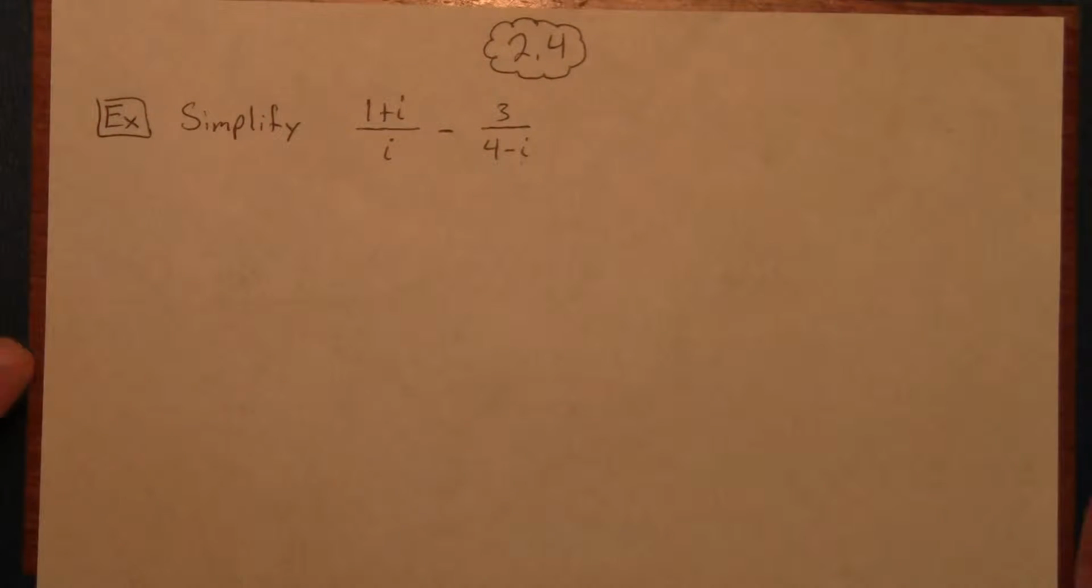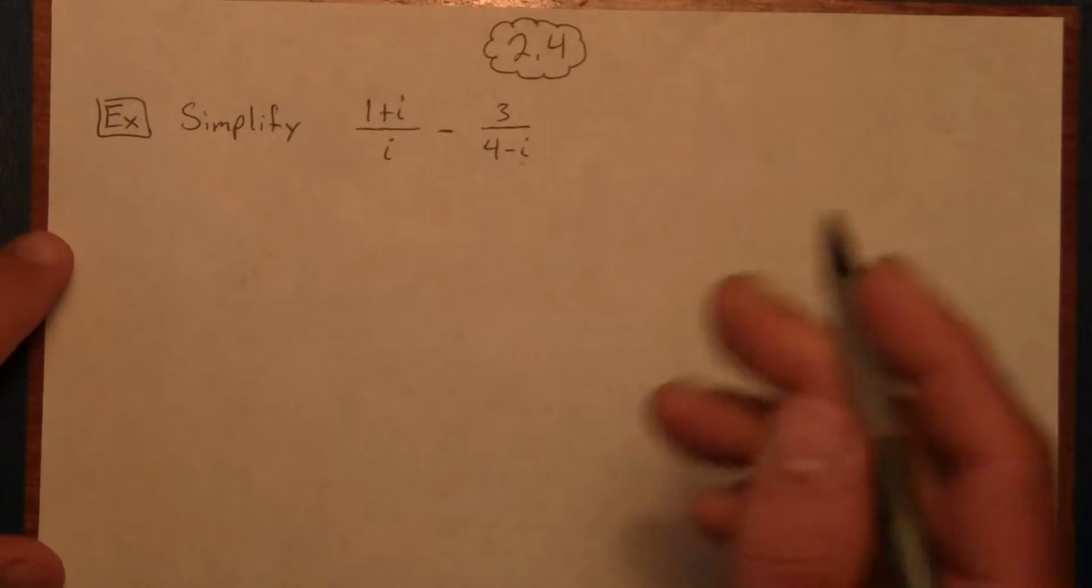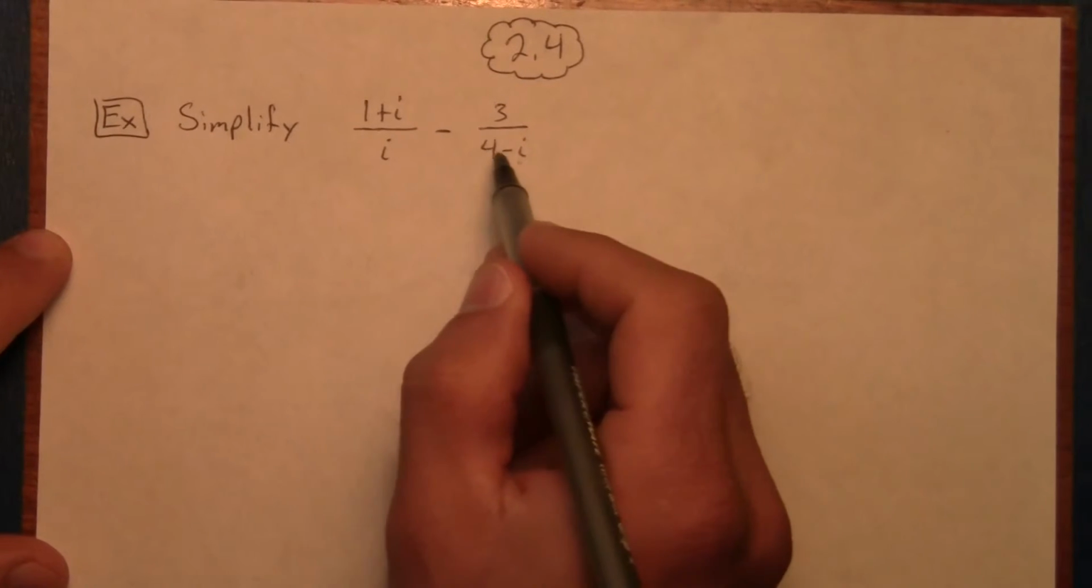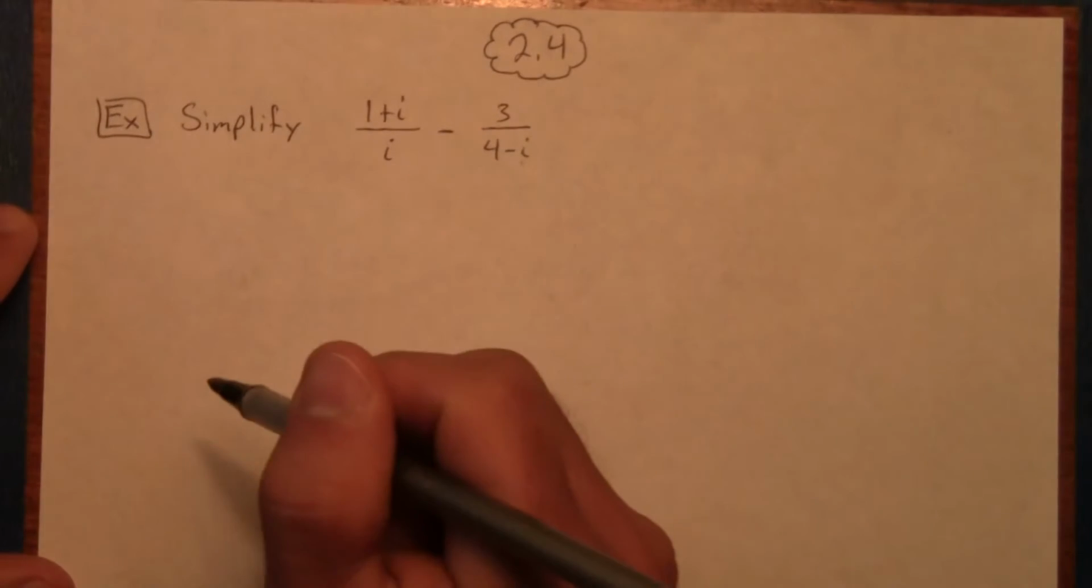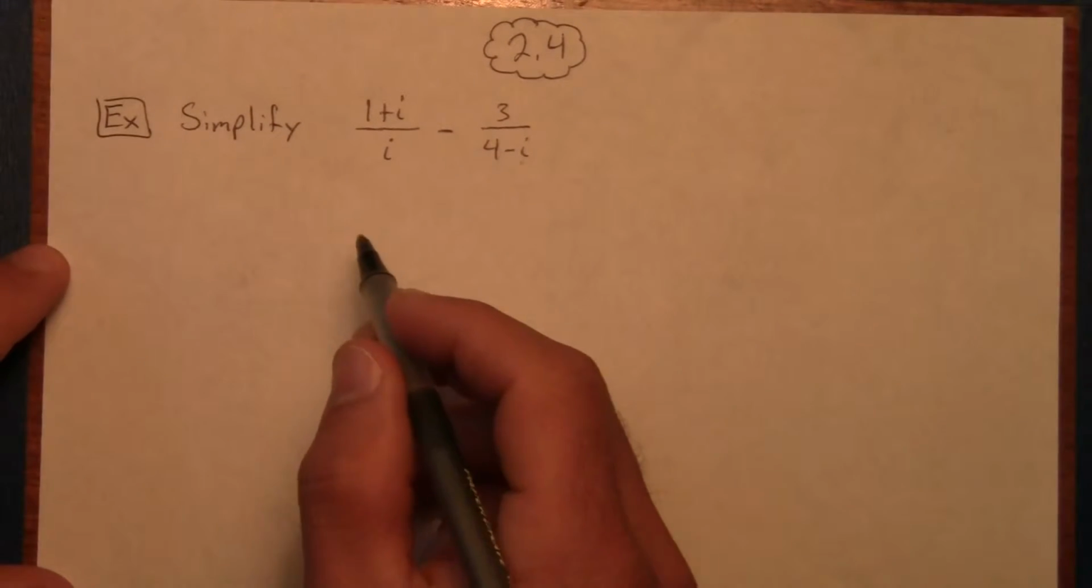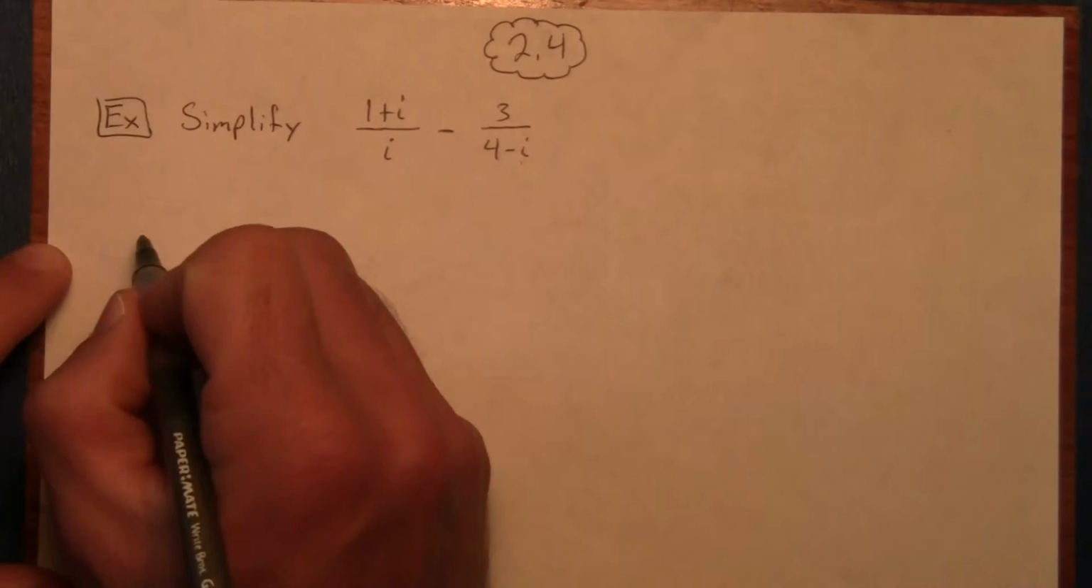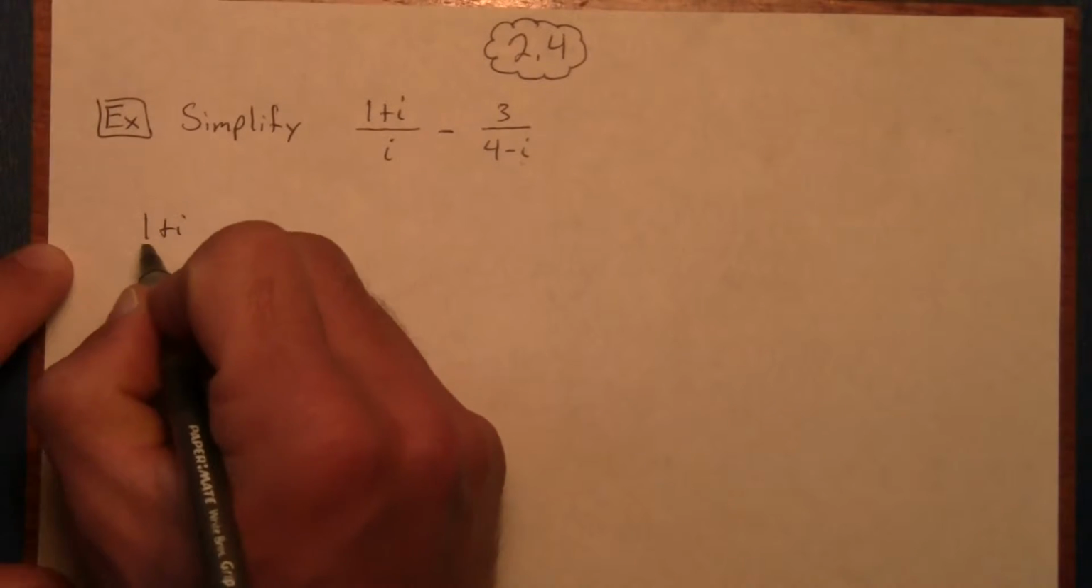Do I want to get the common denominator first, or do I want to try to simplify each term first? And like I said, it depends. Sometimes it's easier to get a common denominator, sometimes it's easier to simplify them separately, kind of up to you. So I'm going to simplify them both separately and then get the common denominator. I'll do it both ways and show you that it won't matter which way you do it, you should still get the right answer.